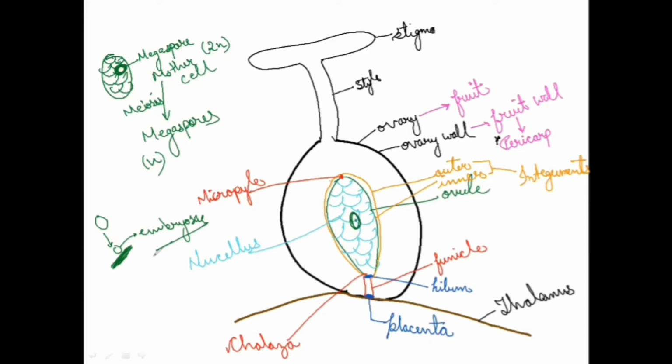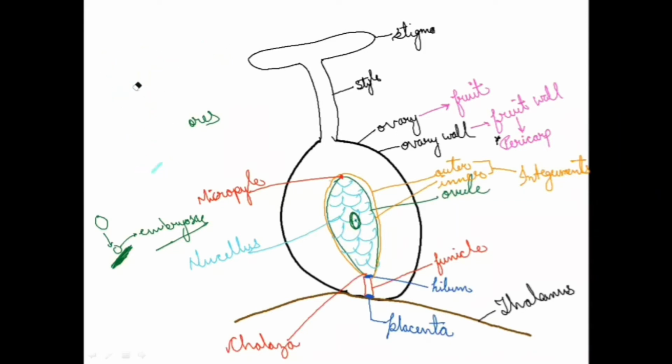Out of the 4, only one remains functional. The rest of the 3 will degenerate, will die. The reason is that megaspores are large in size and they require nutrition. So to provide nutrition to the developing megaspore, the remaining 3 cells will die. So this is again one important point which you need to remember, guys. A number of times questions are asked: why do the cells formed by meiosis not survive? Out of 4, only 1 is functional, because the others need to provide nutrition to the developing embryo.